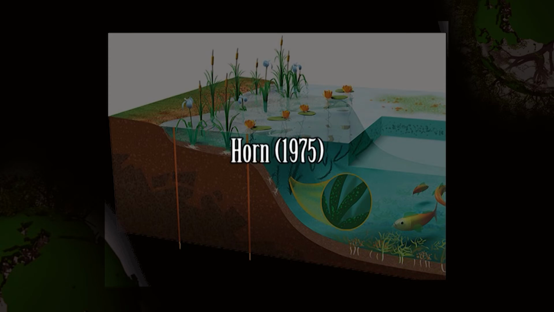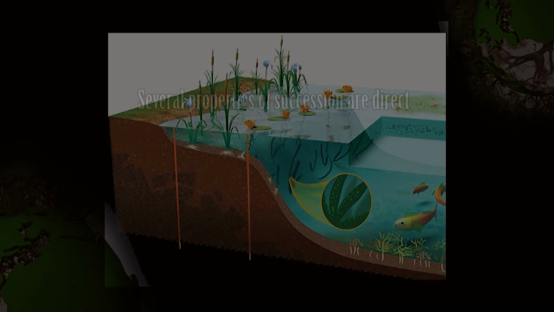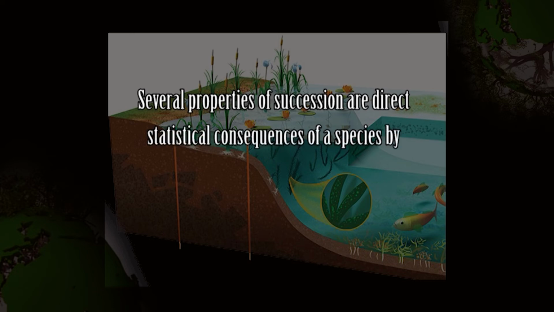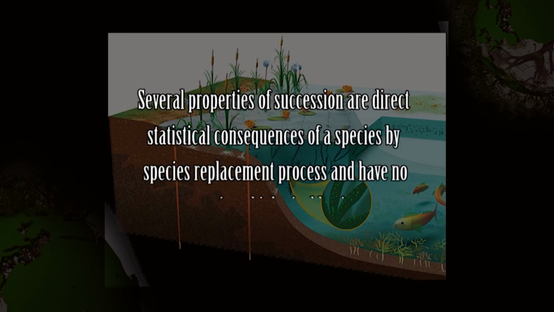Horn stated that the explanations for ecological succession are a labored attempt to account in a biological way for something which may not have a biological cause. Horn in 1975 presented a model based on tree-by-tree replacement and concluded that several properties of succession are direct statistical consequences of a species-by-species replacement process and have no unique biological basis.